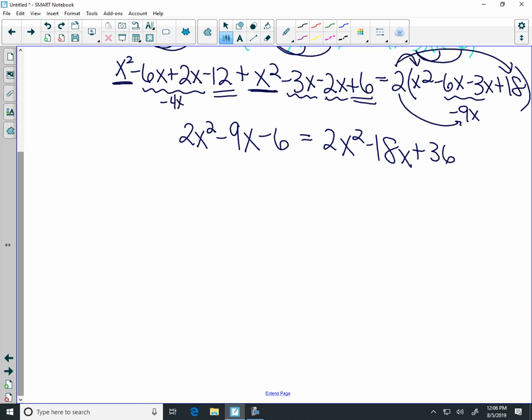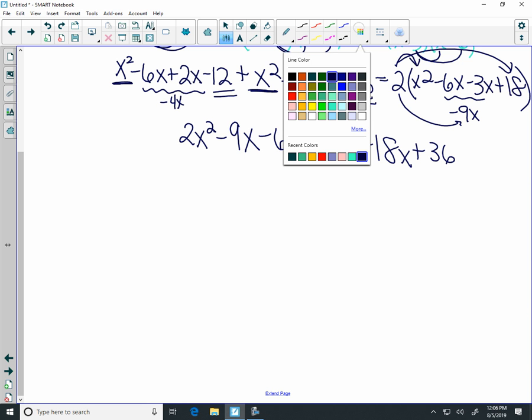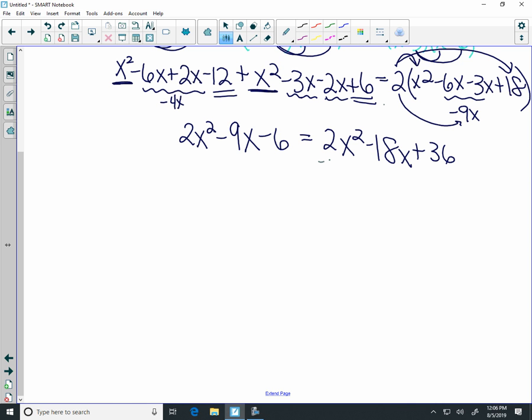All right, now we want to combine our like terms across the equal sign. And with this one, it's actually kind of good news because we're not going to have to factor. As much as I love factoring, we've done so much factoring in this unit, it's kind of relaxing every once in a while when your x squareds just cancel like that. So what I'm going to do is add my 18x over. Negative 9x plus 18x is positive 9x.